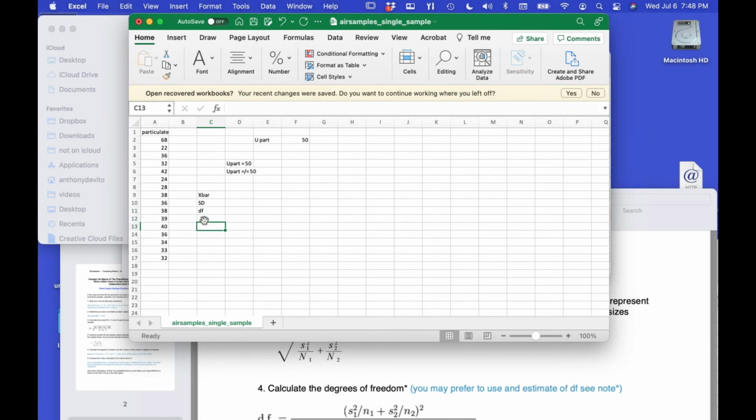We're going to calculate T. Now, in order to do T calculated, right? In order to do that, we're also going to need the standard error, right? That's going to go on the bottom of that equation. And the equation, just to remind you, is T is equal to x bar minus 50 divided by the standard error.